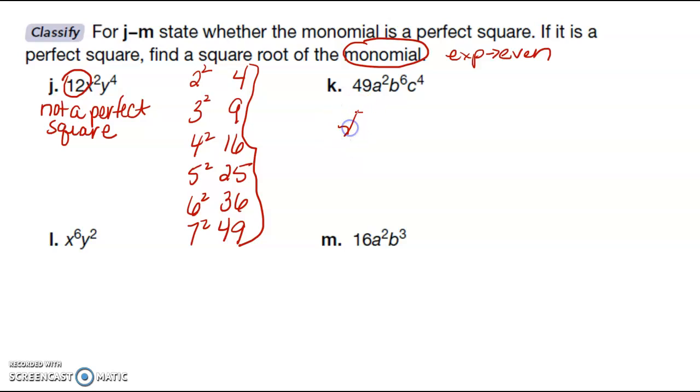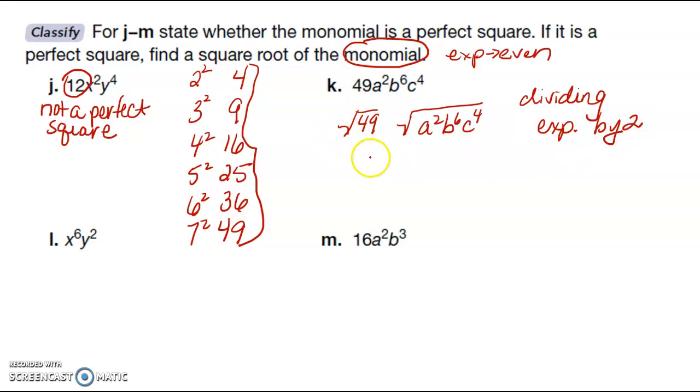Here, 49 is a perfect square, and these are all even. So this is what I'm going to do. I take the square root of 49, and then when I take the square root of a squared b to the 6 c to the 4, what I'm doing is I'm dividing the exponent by 2. So the square root of 49 is 7, and a squared divided by 2, b to the 6 divided by 2, c to the 4 divided by 2. So I have 7, a squared divided by 2 is 1, 6 divided by 2 is 3, and 4 divided by 2 is 2, and that is my answer.